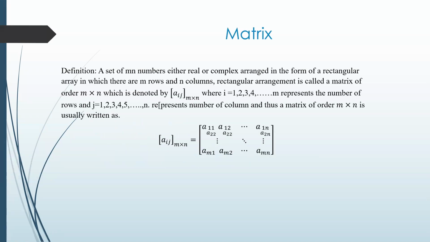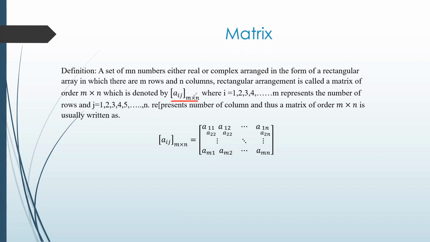So a matrix is a representation of m by n numbers, which may be real or complex, in the form of a rectangular array. It's called a matrix. Okay, so a matrix is represented by Aij, m by n. Here i represents the number of rows and j represents the number of columns, and this represents the order of a matrix.